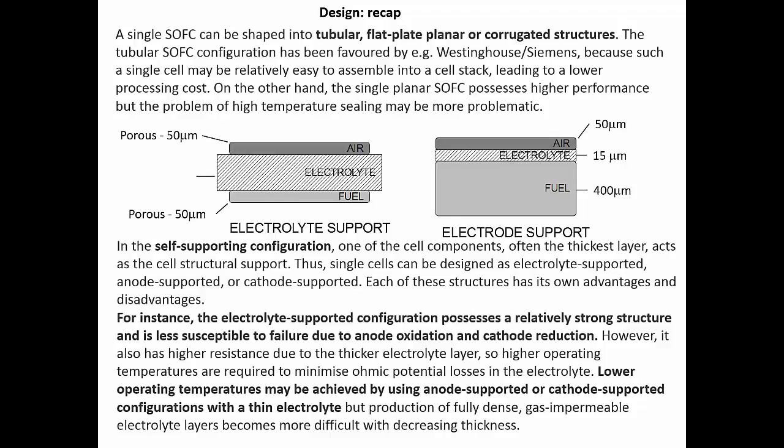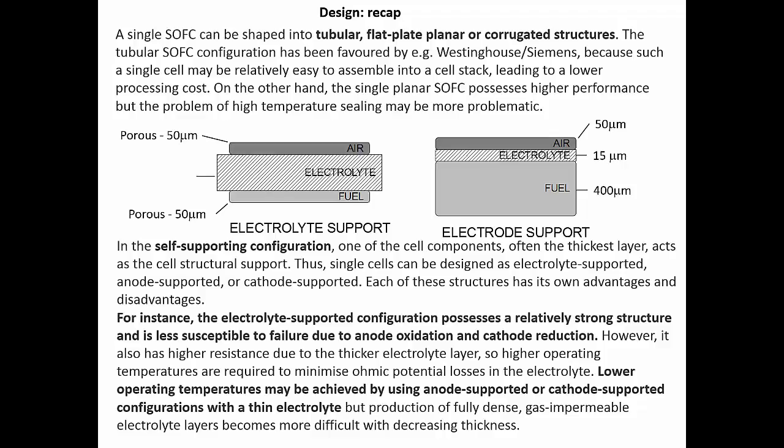So the electrolyte supported configuration possesses a relatively strong structure and is less susceptible to failure due to anode oxidation and cathode reduction. The downside is we have a high resistance due to the thicker electrolyte layer, so we need higher operating temperatures to minimise the ohmic potential losses in the electrolyte.